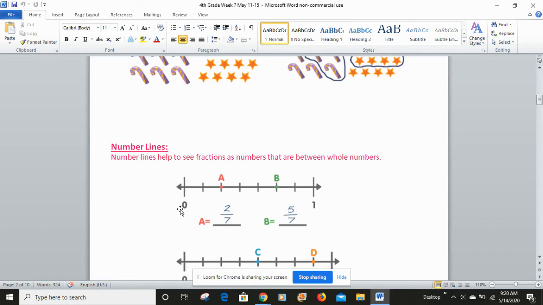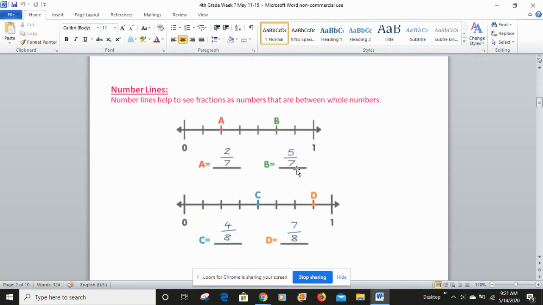On a number line, I really like using number lines. They're easy and quick to draw. Number lines help to see that fractions are numbers that are between whole numbers. So if I start here with my number line at 0 and I go up to my first whole number, that would be 1. My bottom number here, my denominator, tells that I'm going to divide this space up into 7 pieces. And then if I want to know where A would be, I would count over 1, 2. 2/7 would be A, and 1, 2, 3, 4, 5. 5/7 would be B.